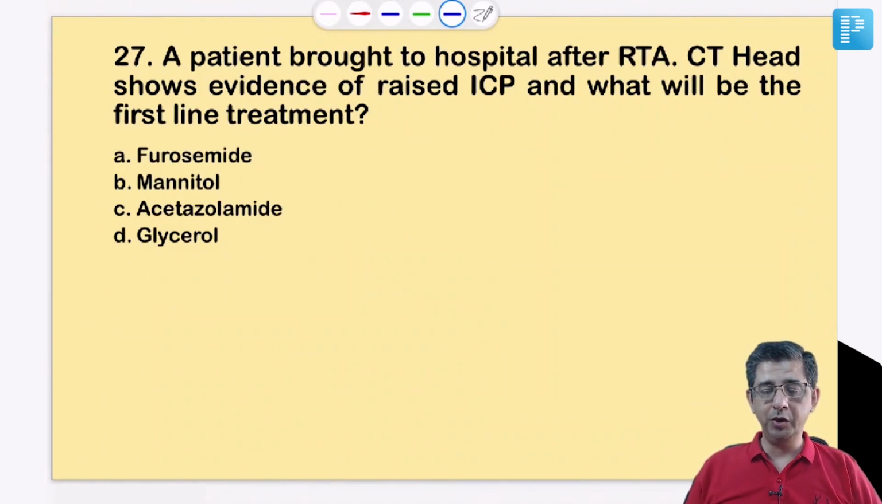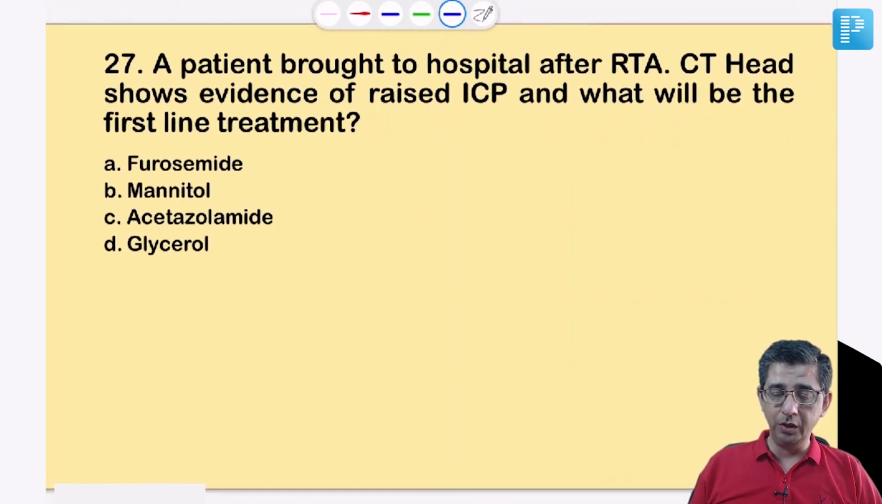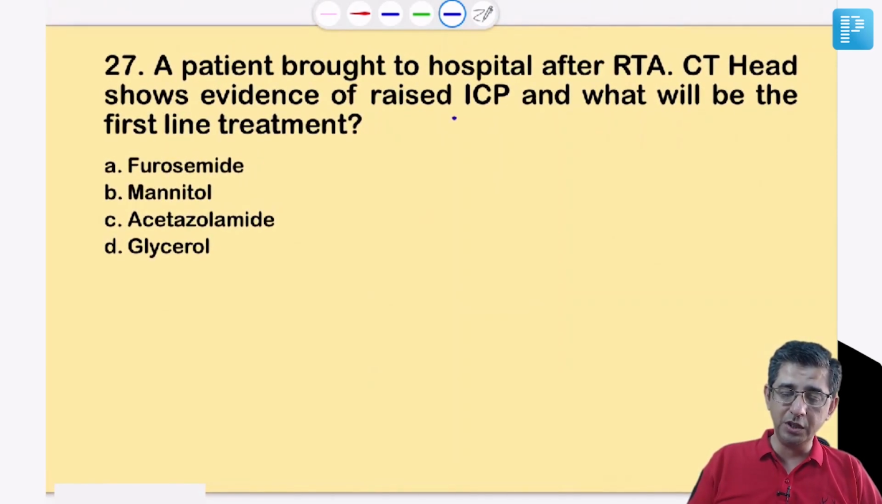The next one talks about a patient who was brought to the hospital after a road traffic accident, and there is evidence of raised ICP. There were a couple of CT images for extradural hemorrhage which have already been discussed, so I've not included them in this particular solutions sheet that I'm discussing before you. But then the question says, in this patient with a raised ICP, what will you do?